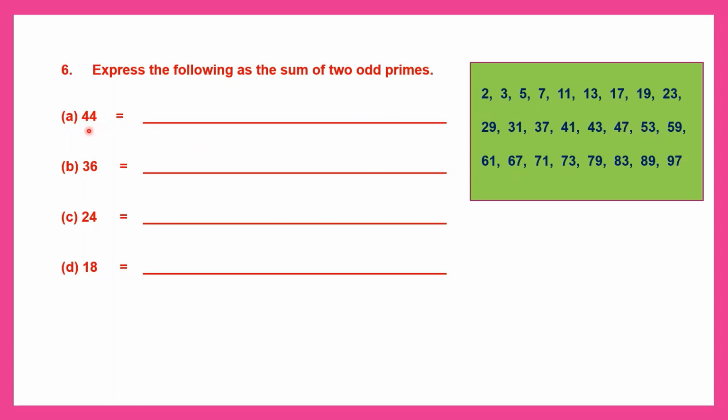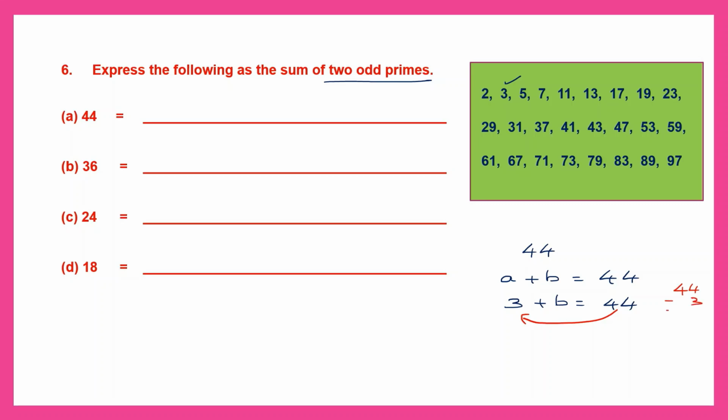Okay, so you have to learn prime numbers between 1 and 100 and then it's easier for us to check. Now the first number is 44. A plus B should be 44, and A and B should be two odd prime numbers. So let's take A to be 3. 3 is an odd number, isn't it? 3 plus which number will give us 44? To find that, we should subtract 3 from 44.